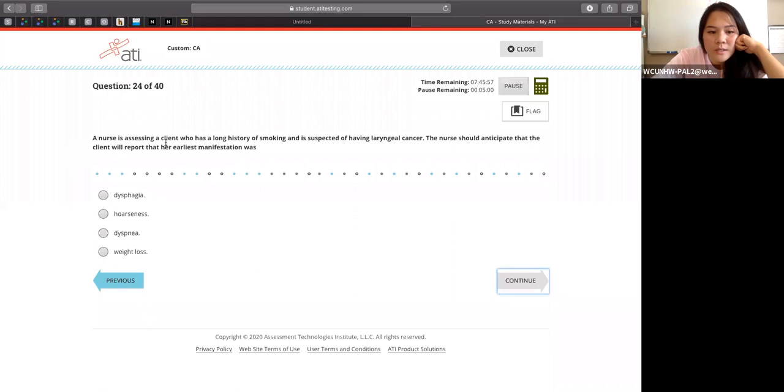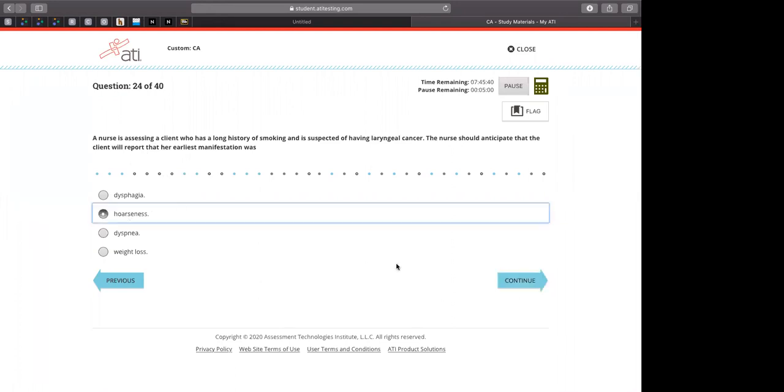A nurse is assessing a client who has a long history of smoking and is suspected of having laryngeal cancer. The nurse should anticipate that the client will report that her earliest manifestation was. So remember, laryngeal cancer? Hoarseness. Yeah.